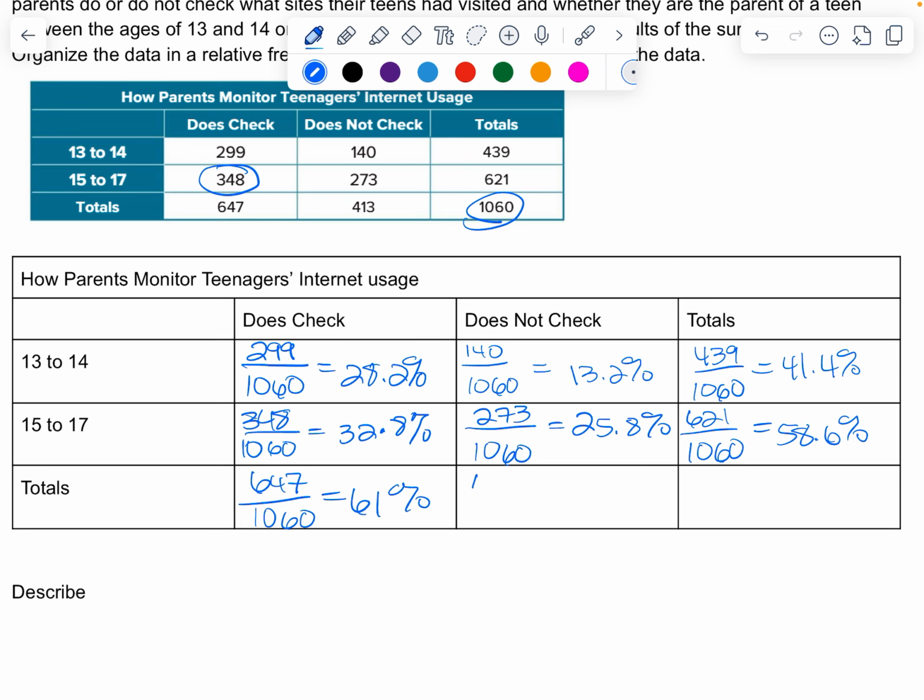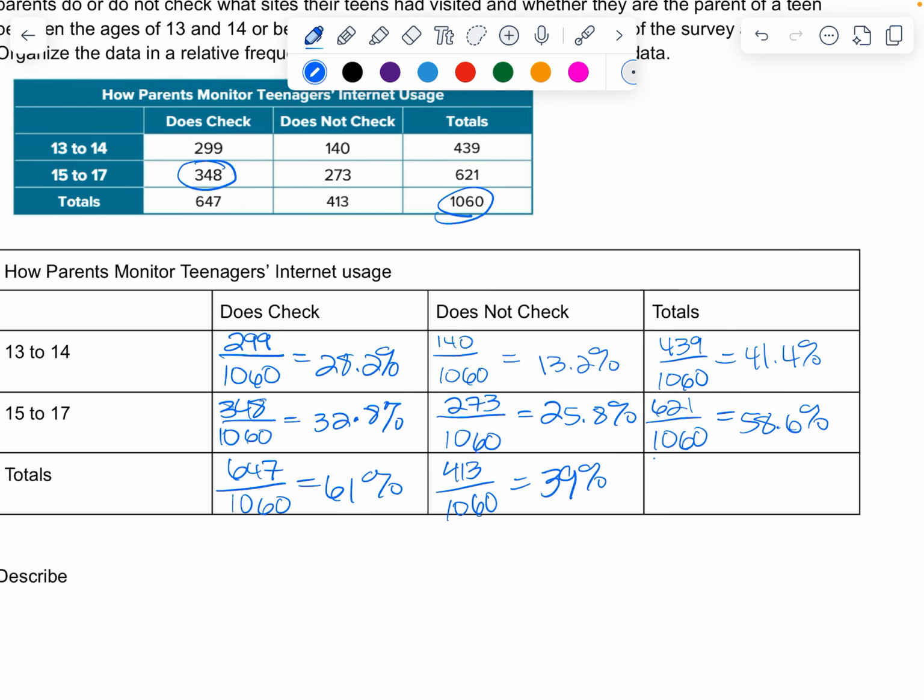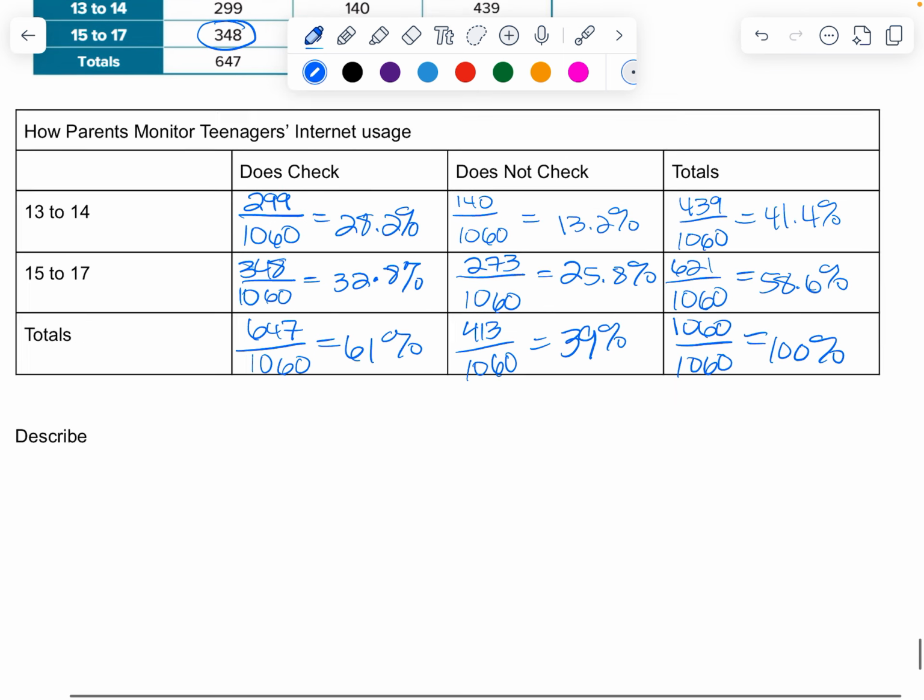So this one is 413 over 1060. And you should have ended up with 39%. And then this one, hopefully you don't have to use a calculator to get 100%. Okay.